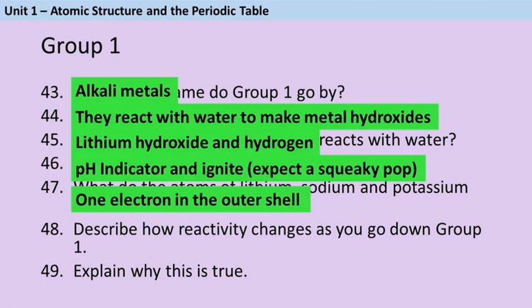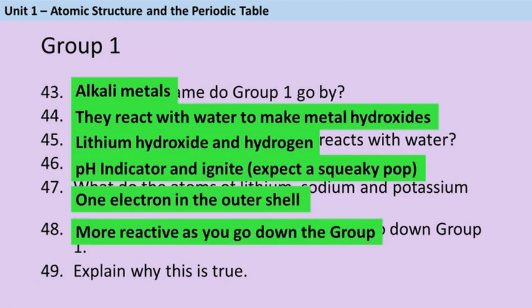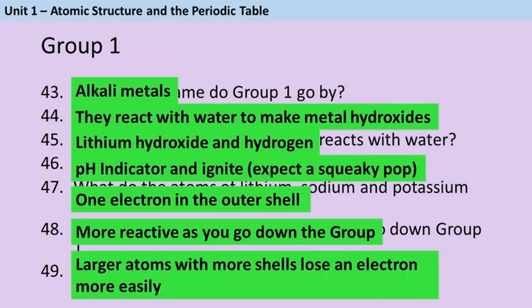The atoms of lithium, sodium and potassium all have one electron in their outer shell. As you go down group 1, the elements become more reactive. This happens because the atoms are getting larger and they're also having more shells. When elements in group 1 react, they do this by losing one outer shell electron. So the larger the atom is, the further that electron is away from the nucleus, and the less pull it feels, the less electrostatic attraction there is, trying to keep it held onto that atom.